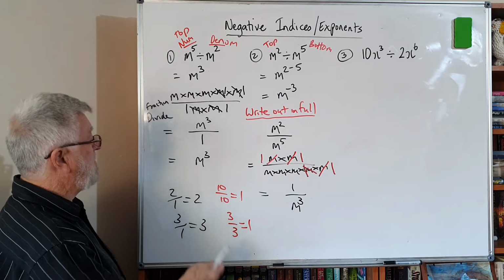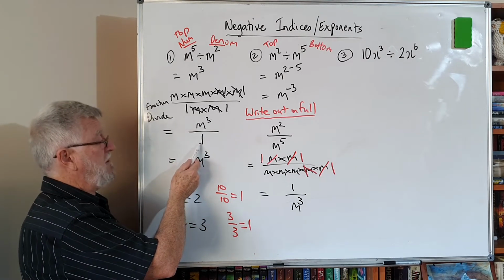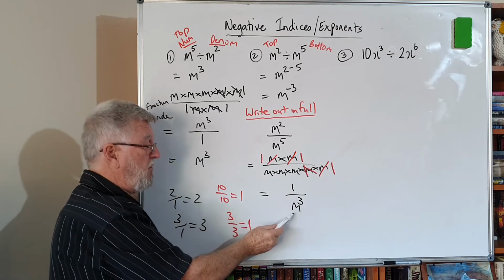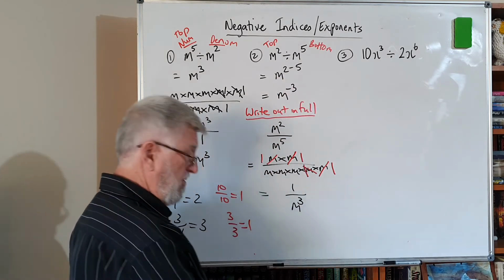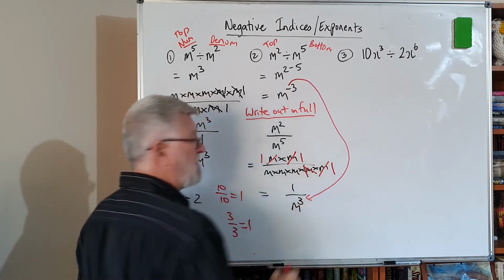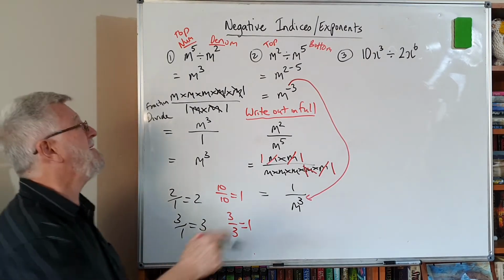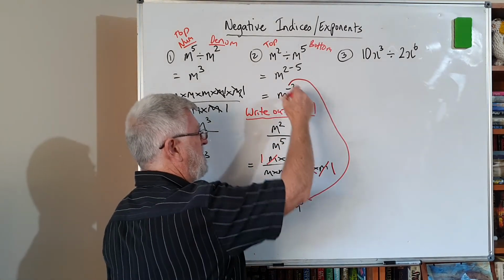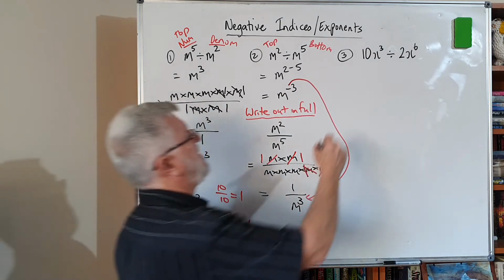So if you have a look at what happened, this ended up with an m cubed on the 1, whereas this ended up with 1 on m cubed. So a negative power, this negative power here, or index, means move it to the denominator and it becomes a positive. So a negative power is move it to the denominator and becomes a positive. Let's have a look at this one over here then.